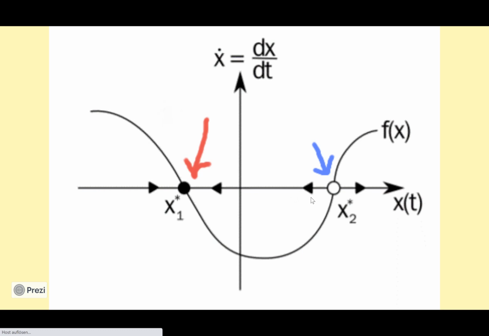In other words, one can also think of a stable fixed point as an attractor and an unstable fixed point as a repeller.